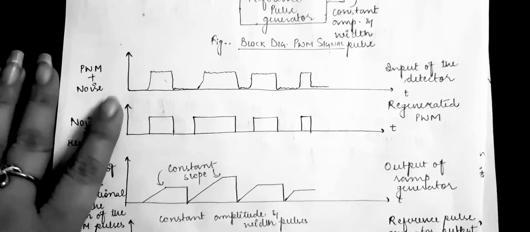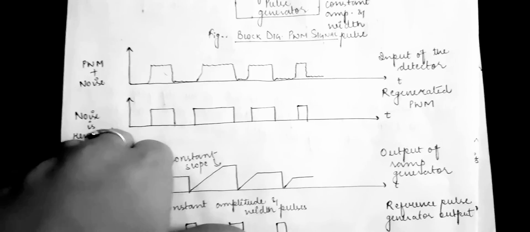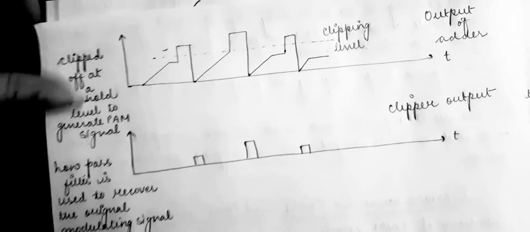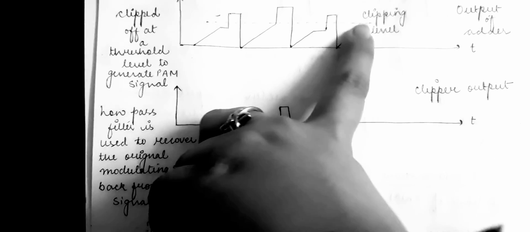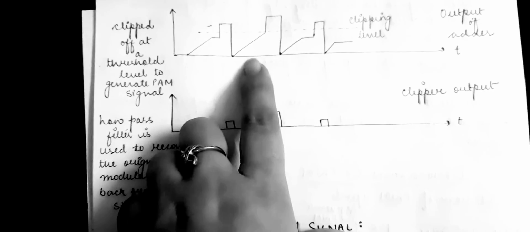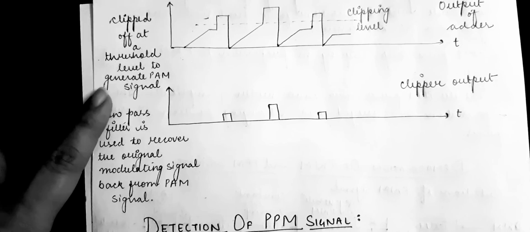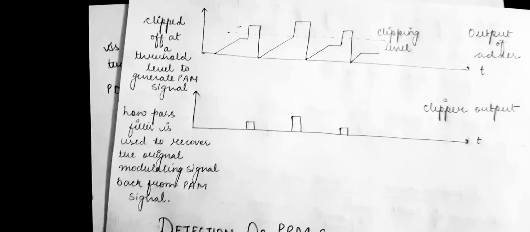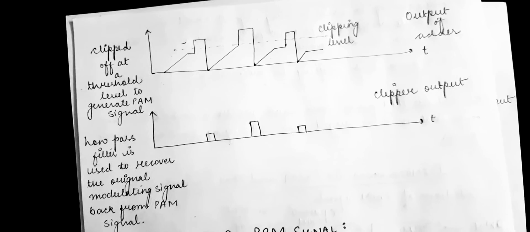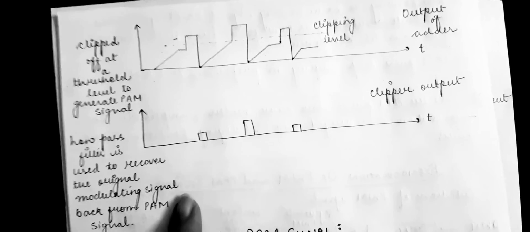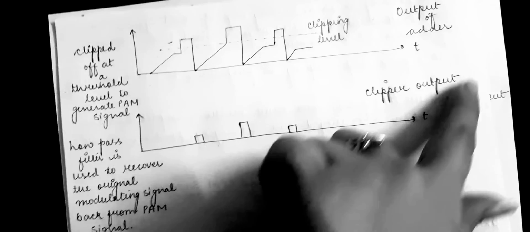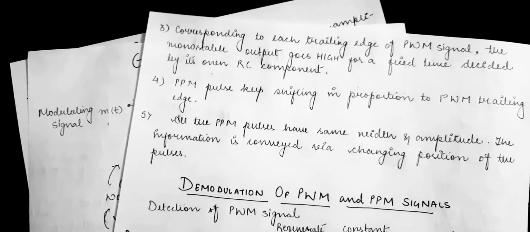Now after it, we'll see there is a delay at the reference pulse generator output. Next we will see that when we clip our signal at a certain threshold value, we get the output of the adder. So it is getting clipped at a threshold level to generate your PAM signal. Now when it is passed through your low pass filter, the work of the low pass filter is to recover the original modulating signal back from the PAM signal. So this is the output that we'll get at the clipper output. So this was all about your demodulation of PWM signals.